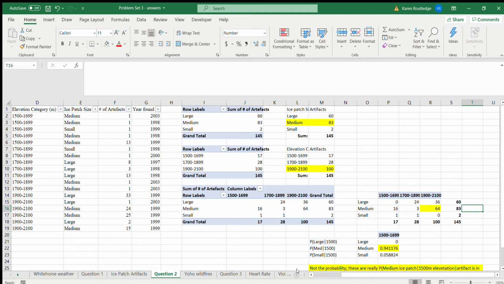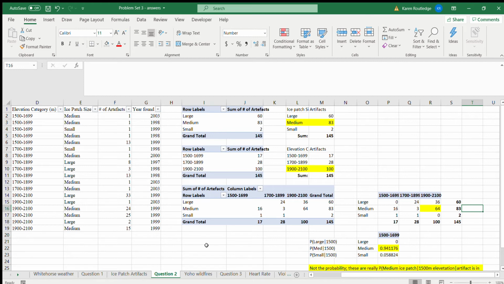Problem set number 3, question number 2. This one we didn't have to do anything to the data set. I by default throw on some filter buttons, but I don't think we even had to use that. What we did need to do was make at least one, and in my case, bunches of pivot tables to summarize the data for us.